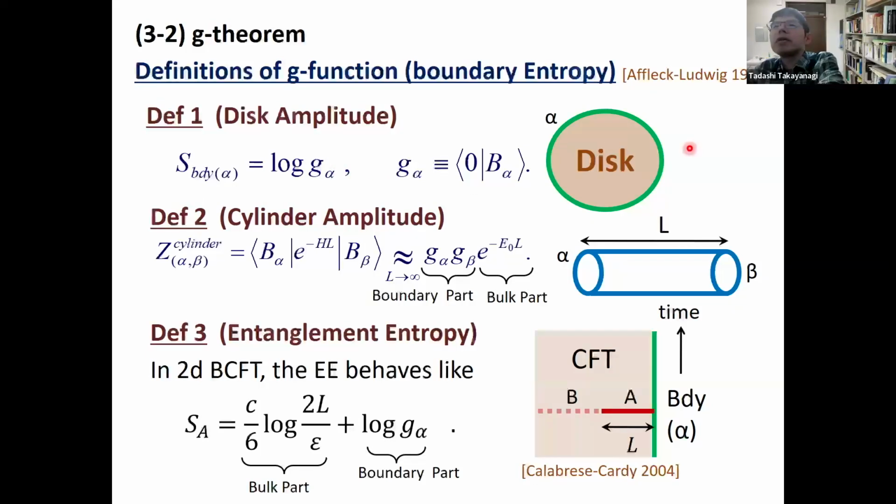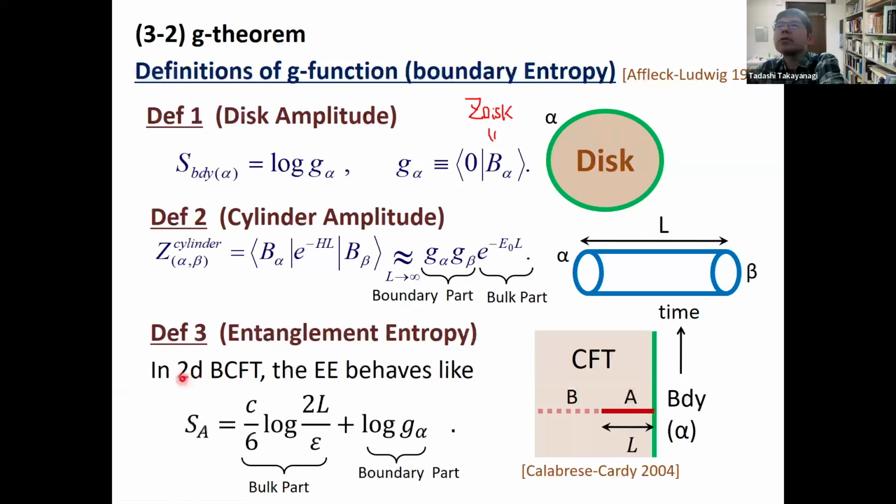And in terms of boundary state language, it's just the overlap of the vacuum state and the boundary state. These are just the disk amplitude. This is the disk. I mean, I should write this: the disk amplitude, the partition function on the disk. Okay.